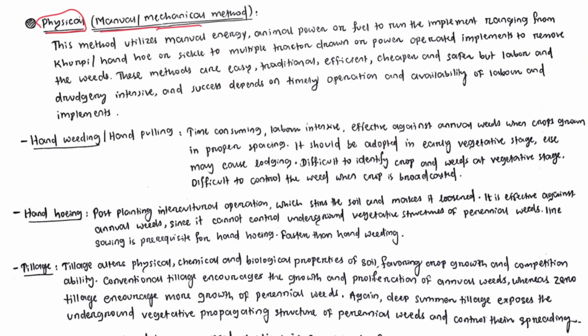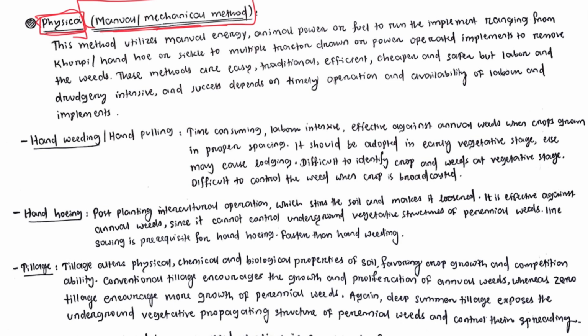So in the previous lecture we had covered the preventive approach of weed control. In this series we were discussing weed management, and we have already covered so many lectures. If you have not seen them, then you can watch them. In this particular lecture we are going to cover the physical approach of weed control, that is called the manual or mechanical approach of weed control.